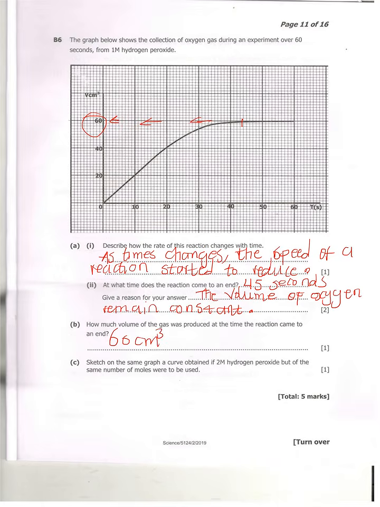Now for C, sketch on the same graph a curve obtained if two molar hydrogen peroxide but of the same number of moles were to be used. So here we can see that the concentration of the given graph was 1. So if we increase from 1 to 2, we want to double. So we can draw the curve. Our new curve can be like this, somewhere here. So this is now our new curve.